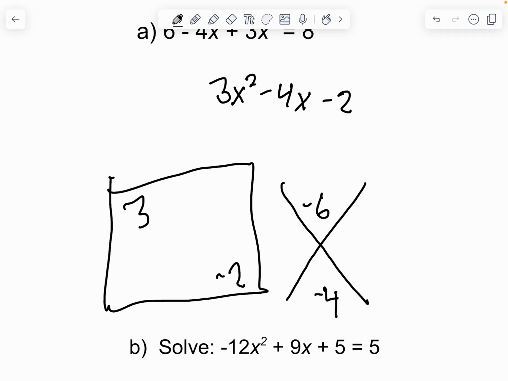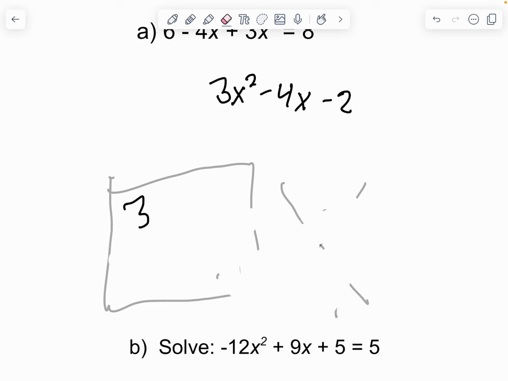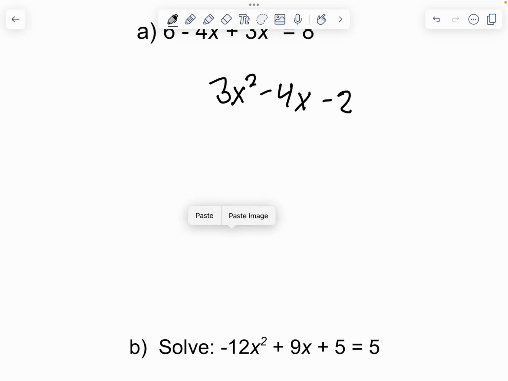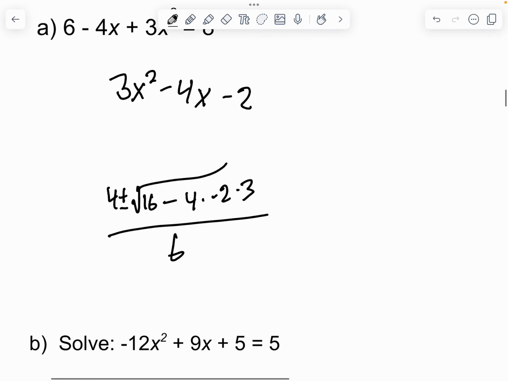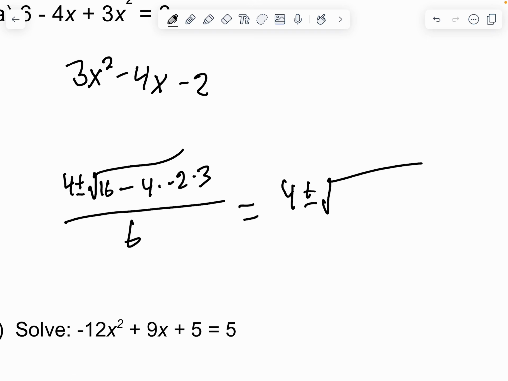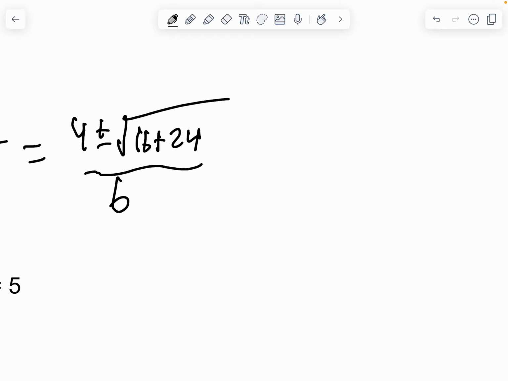Alright, so you can't factor it, so you're going to have to use the quadratic formula. So it's going to be 4 plus minus square root 16 minus 4 times negative 2 times 3 all over 6, which equals 4 plus minus square root of 16 plus 24 over 6, and simplify square root of 40.